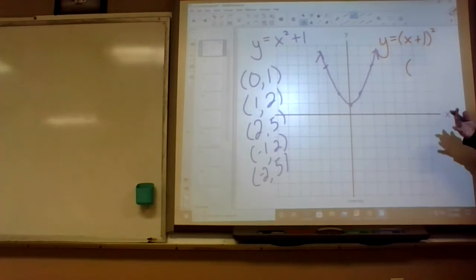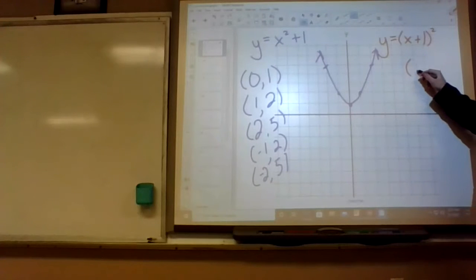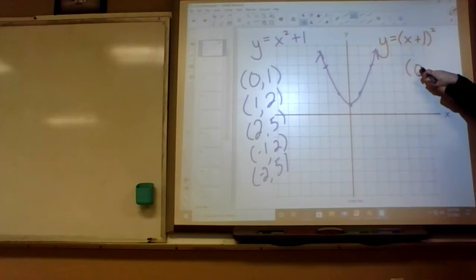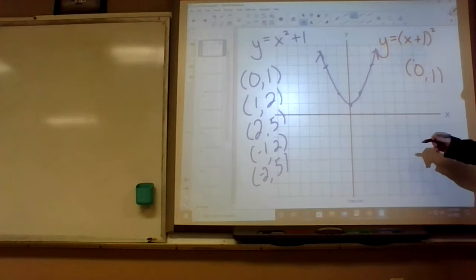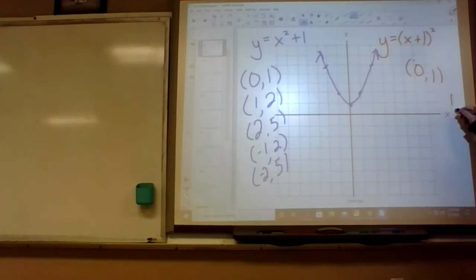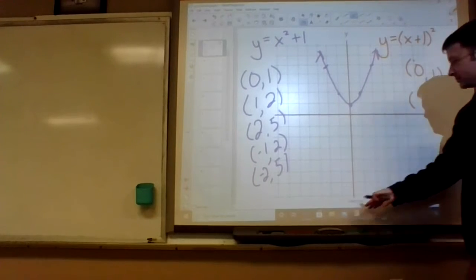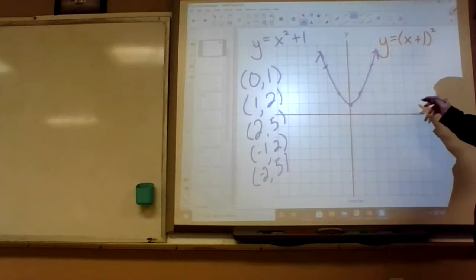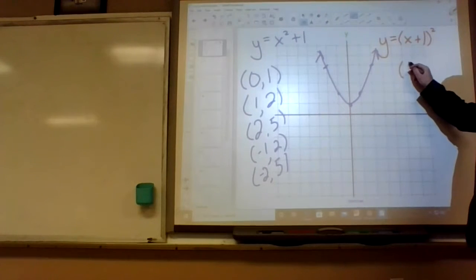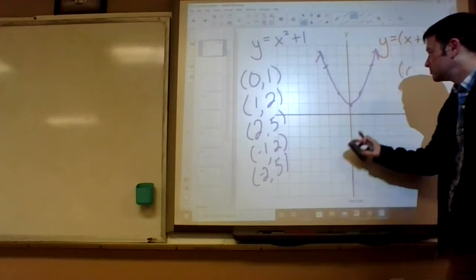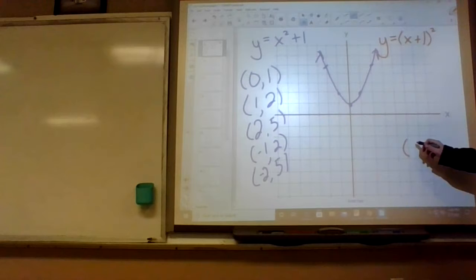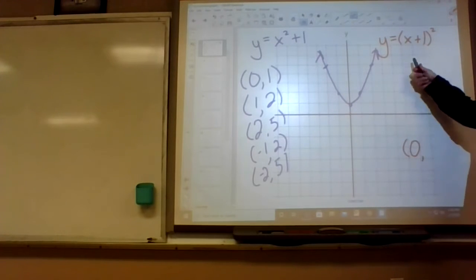If I plug in 0 for x, what do I get? 1. So I get 1, squared is 1. Oh gosh, I screwed up over here. The eraser's not going to fix the problem. Anyway, if I plug in 0, I get 1.